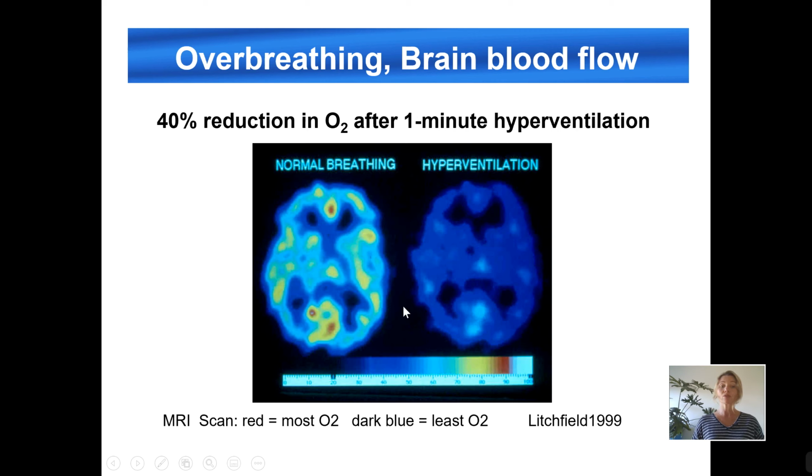Here's a nice little image of an MRI of someone's brain. This is after just 1 minute of hyperventilation, overbreathing. This is the oxygenation in a normal brain, and then you can see there's actually 40% less oxygen in the brain after 1 minute. So that person will be feeling very dizzy. That would be your blowing up the balloon example, or your panic attack, stress, anxiety example.